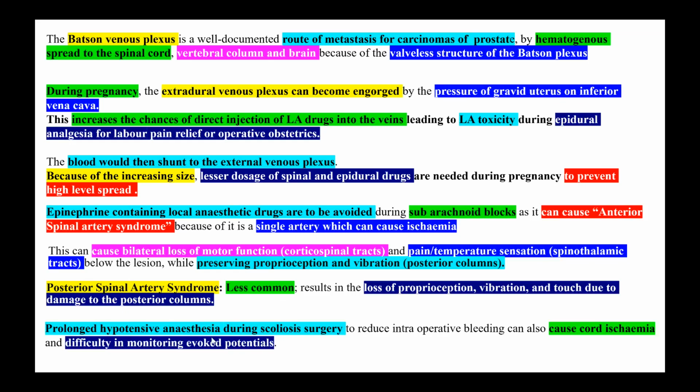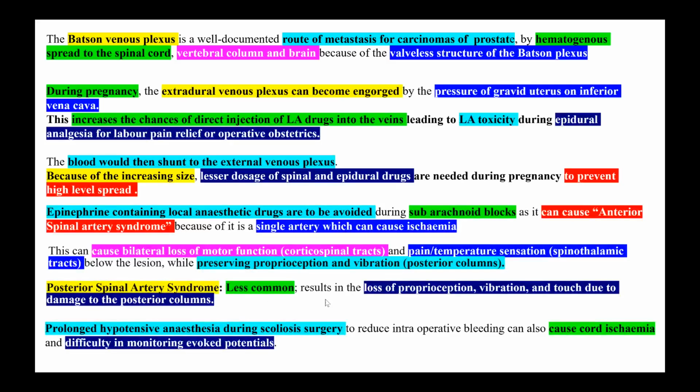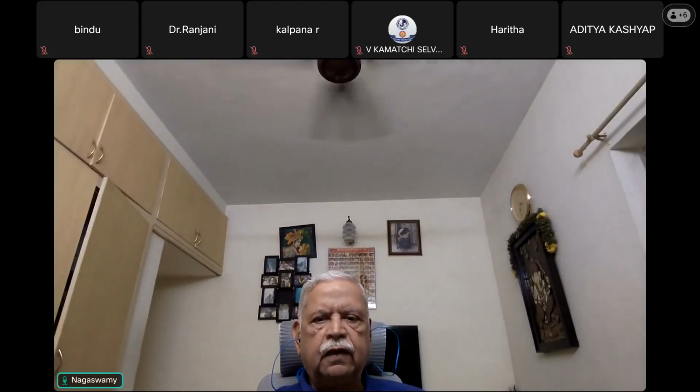Prolonged hypotensive anaesthesia during scoliosis surgery reduces intraoperative bleeding, but can cause cord ischemia and also difficulty in monitoring the evoked potentials, which are normally done during the procedure. That is the blood supply and its relevance.